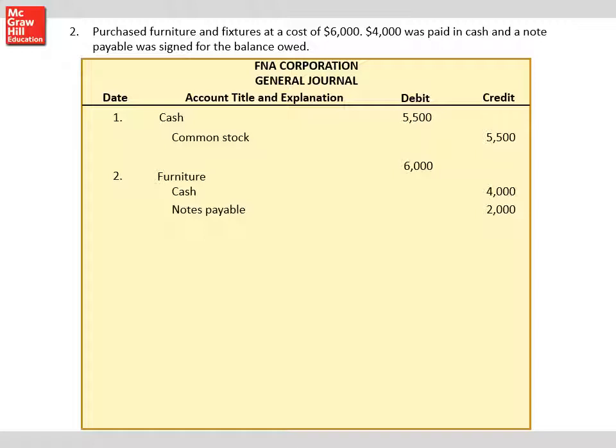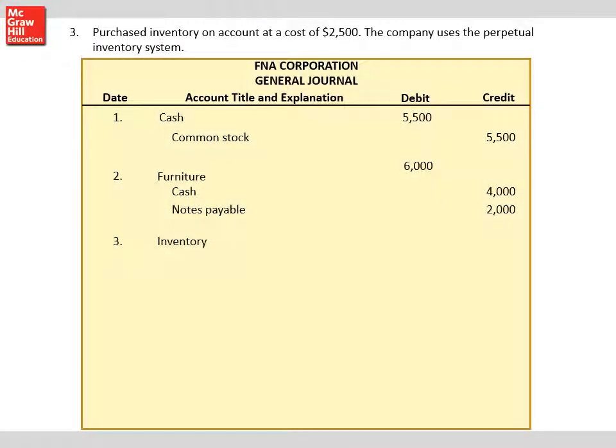In number 3, they purchased inventory on account at a cost of $2,500. The company uses the perpetual inventory system. So all this means is instead of using a purchase account, they use the asset inventory whenever they purchase more inventory. So they'll debit the inventory account for $2,500, and since they purchased it on account, they'll increase accounts payable, the liability, on the credit side.